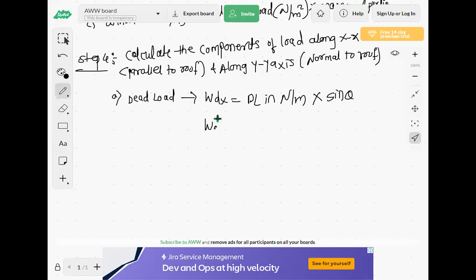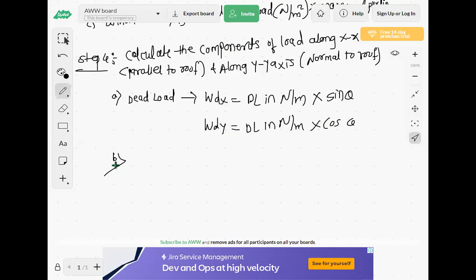Then WDY. WDY, what does it mean? Dead load component in y direction, along the y. Here we said we have to find the components of the load in the x and y directions. So WDX is the dead load component in x direction. WDY is nothing but dead load component in y direction. So again here, dead load in Newton per meter into cos of theta.